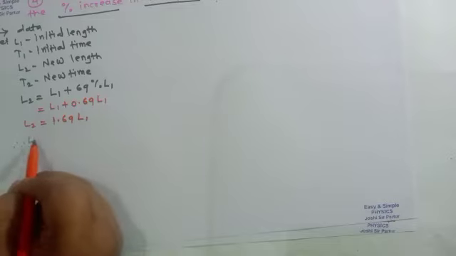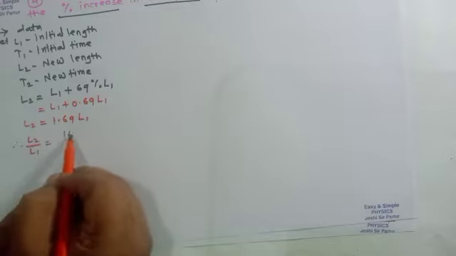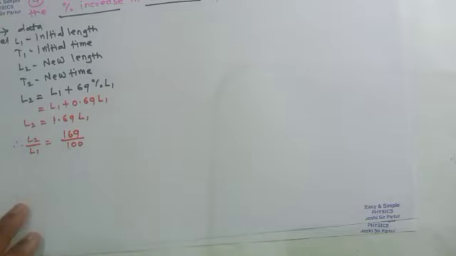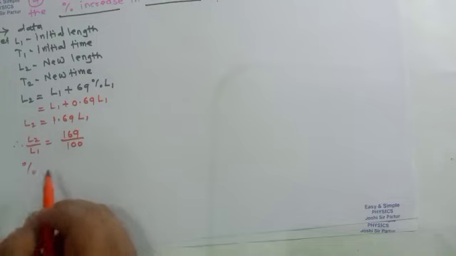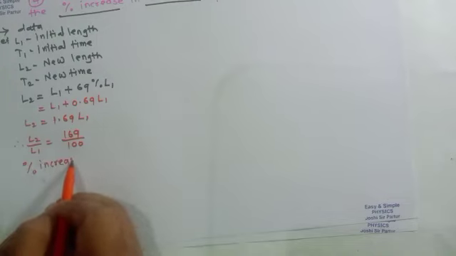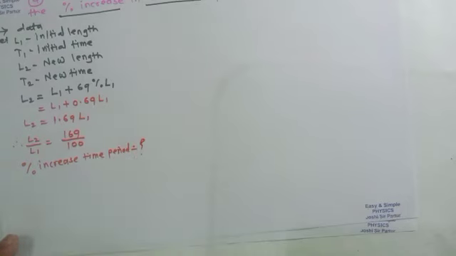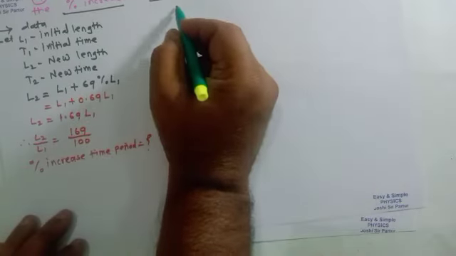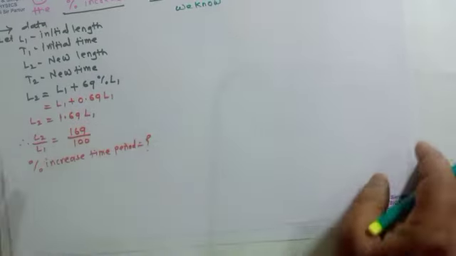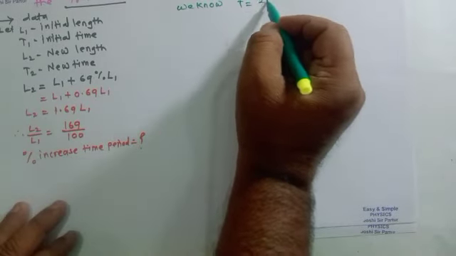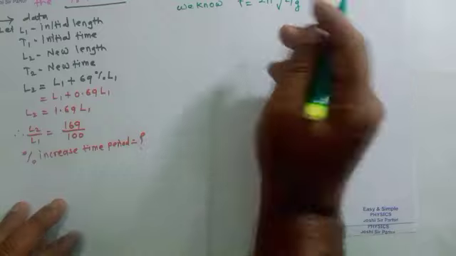L2 upon L1 is 169 upon 100, because the decimal point is shifting by 2 places. We can find out the percentage increase in time period. Here, first of all, we know that time period will be 2 pi square root of L upon G.